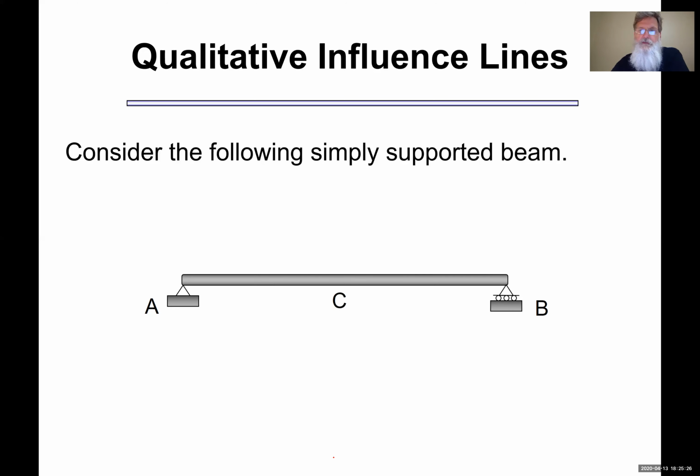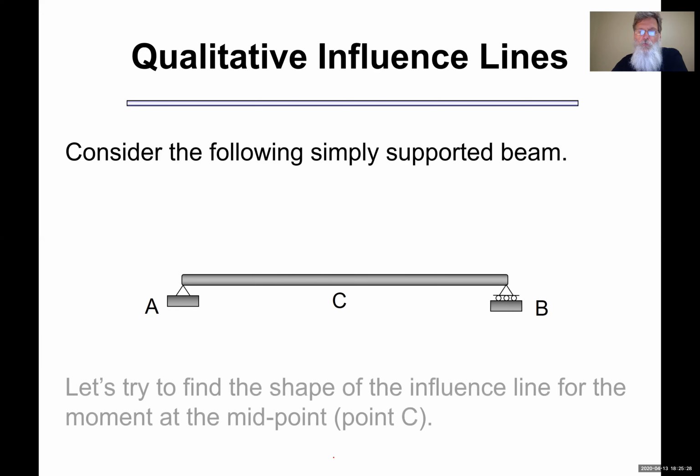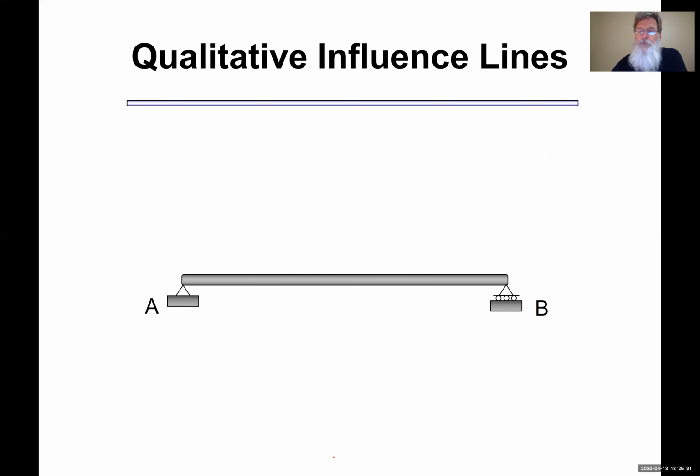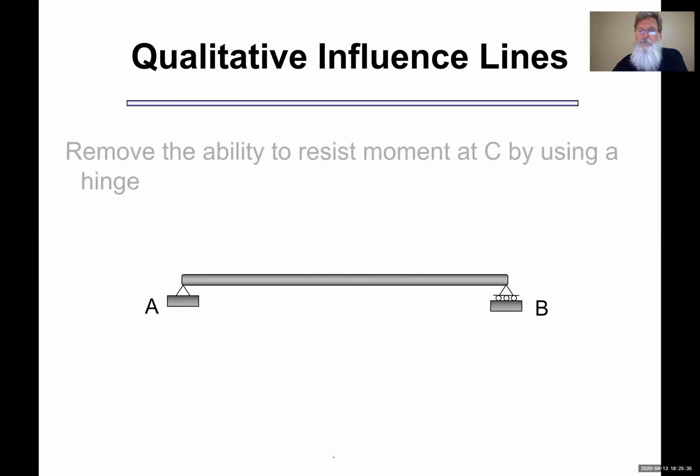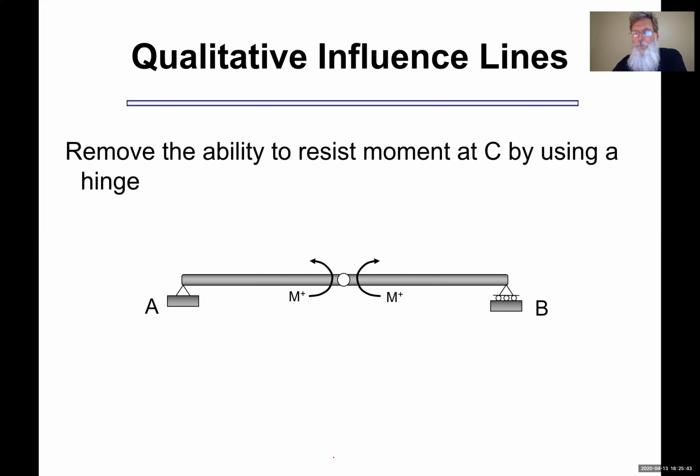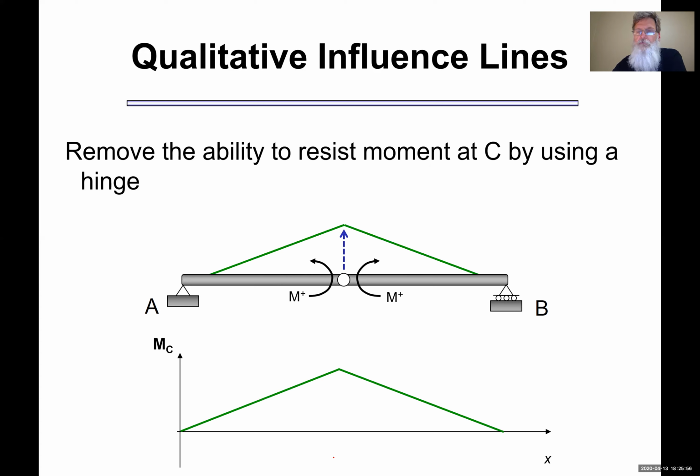What about moment? Moment's probably the easiest one to visualize. You would go to the point you want, let's say C, and take the ability of the beam to handle moment away. Well, that's just a hinge. Then if I apply positive moment to the left side and positive moment to the right side, looking at that point, which way would it want to move? Would it move up or down? It's going to want to move up. So the deflected shape of this new beam would look something like this, and there's the shape of my influence line for the moment at C.